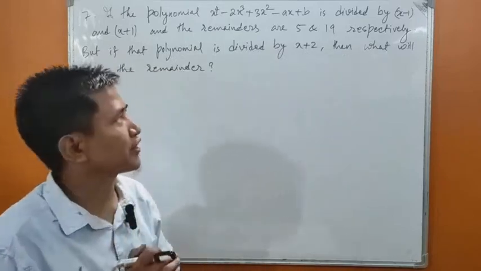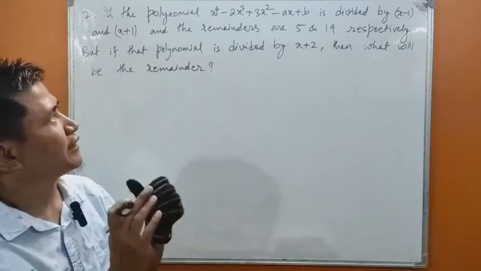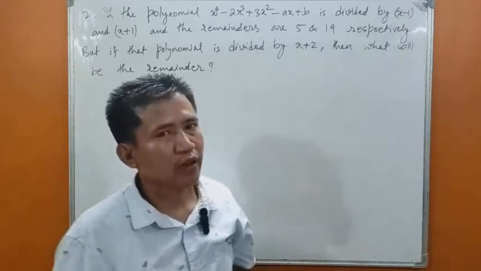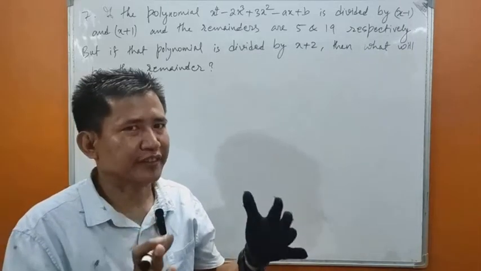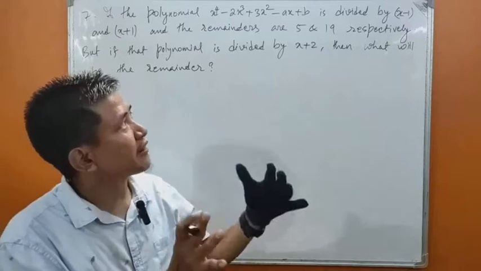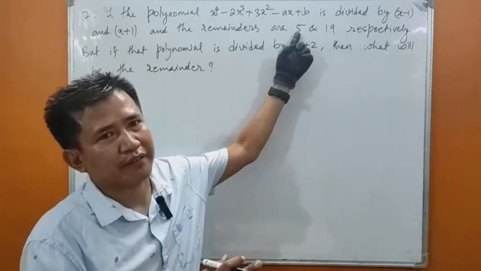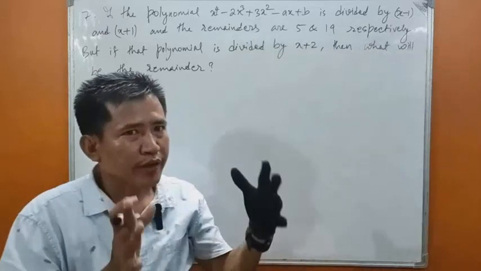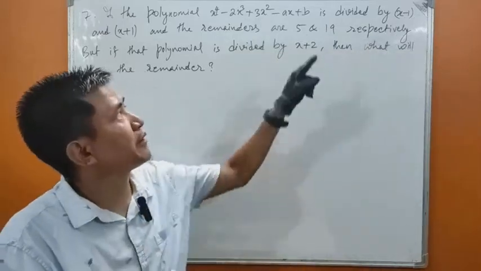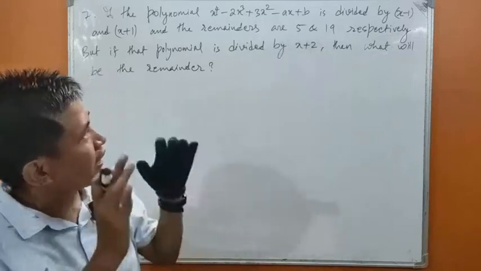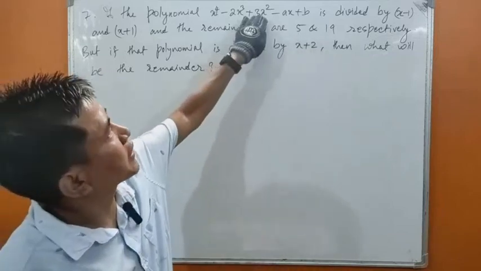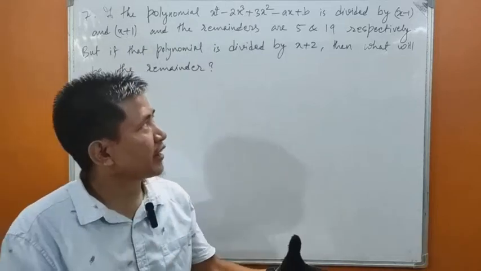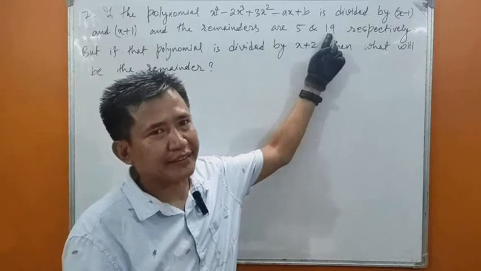Okay, let's understand the question. The question is very, very simple. Let me make you understand. When this expression is divided by x minus 1, we will get a certain remainder, isn't it? And the question says that remainder equals 5. And the second condition is when this expression is divided by x plus 1, we get another remainder, and that remainder equals 19.